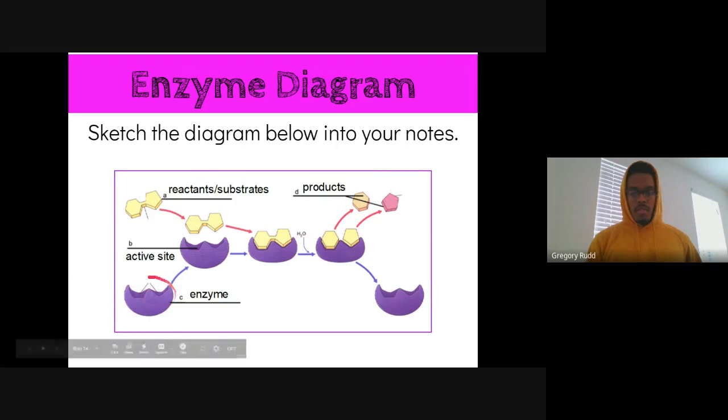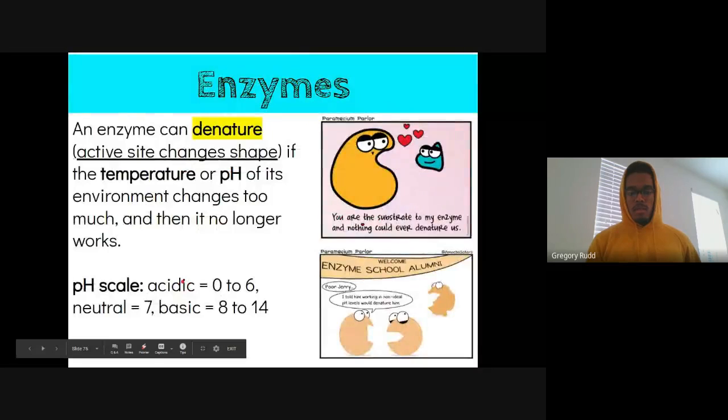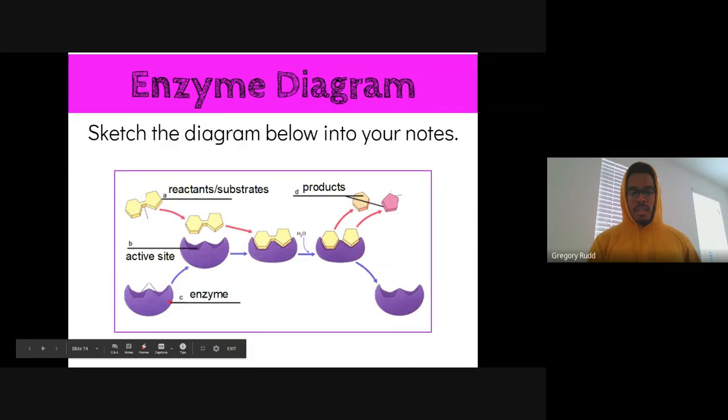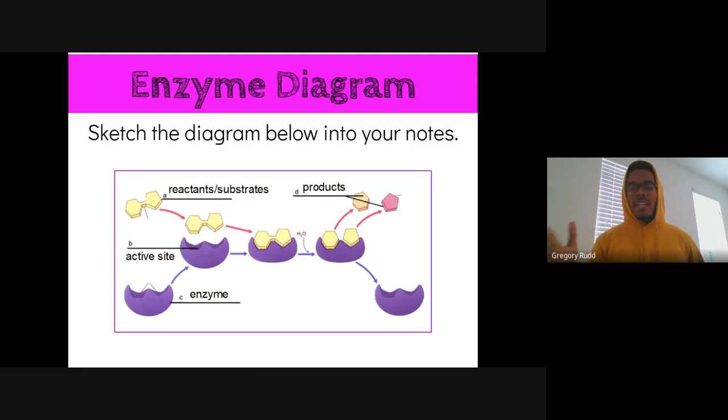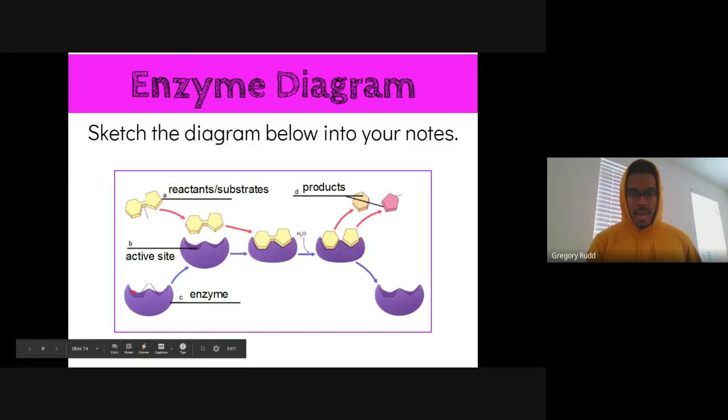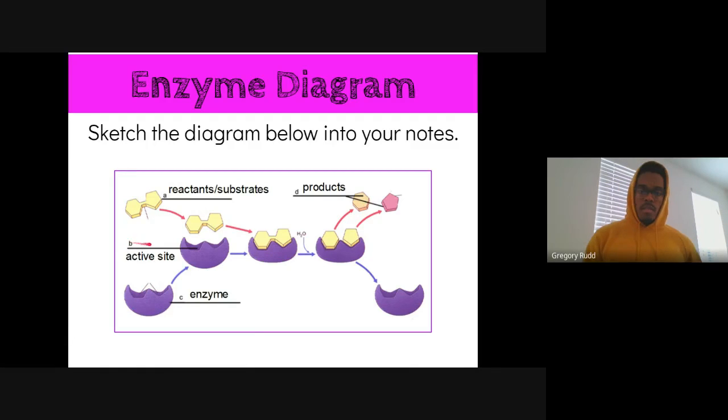We've got C, which is the purple shape here. And that's your enzyme. Notice something. C looks the exact same at the beginning as it does at the end. Okay, so enzymes do not change over the course of a chemical reaction. We also see that this enzyme has an active site, which is like the mouth. It's where the substrate goes in. It's where the action takes place.